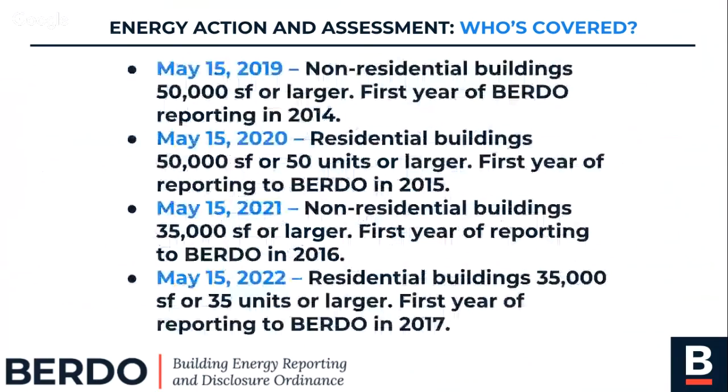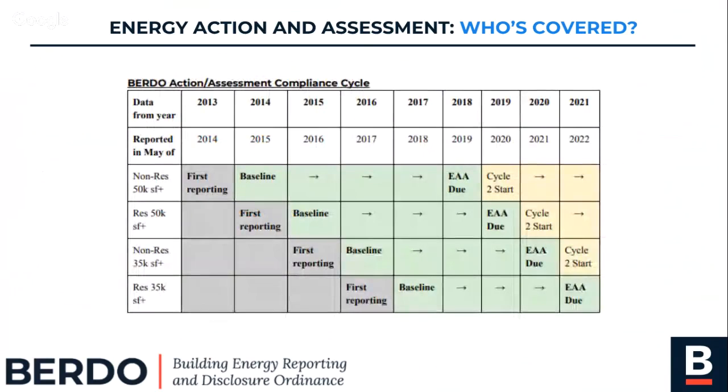To walk through how that cycle works. 2019: non-residential buildings of 50,000 square feet or larger. In 2020: residential buildings of 50,000 square feet or 50 units or larger. In 2021: non-residential buildings of 35,000 square feet, basically between 35 and 50,000 square feet. And in 2022: residential buildings of 35,000 square feet or 35 units, in between that and 50,000 square feet. And this is just an overview of how that cycle looks.